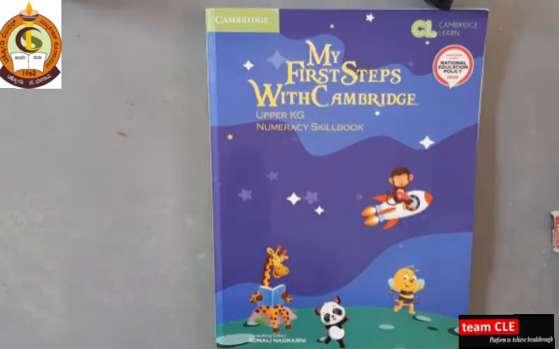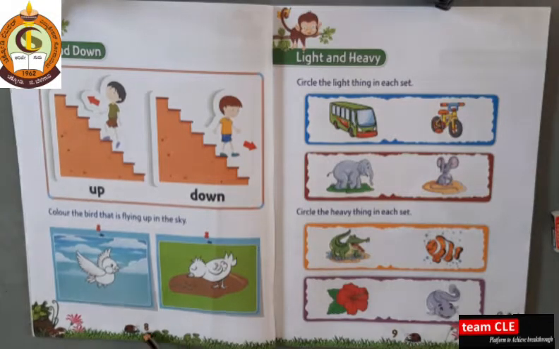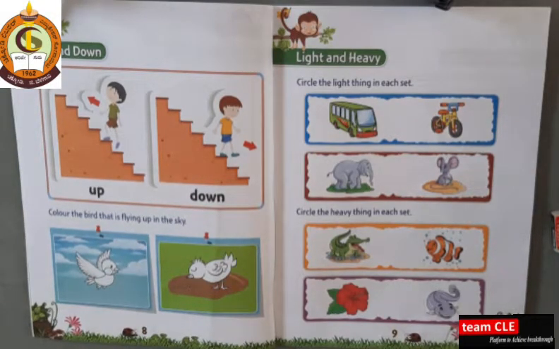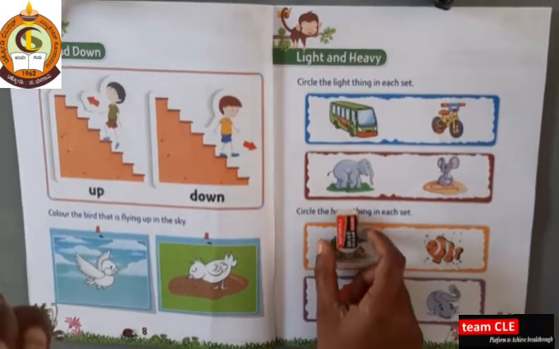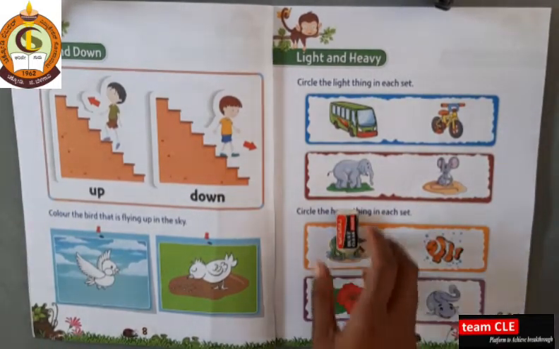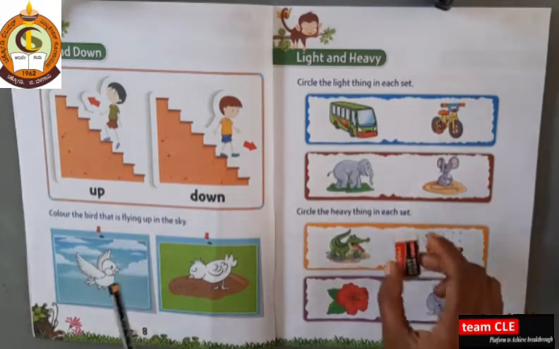and page number 8. Page number 8, open. Up and down. So this pencil is up, the eraser is down. So today's class we learn up and down.